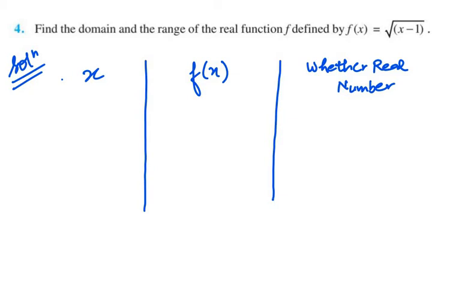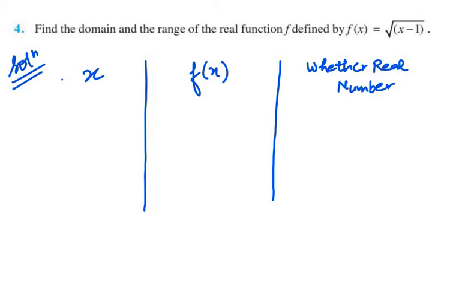Hello everyone, let's start with question number 4. It says find the domain and range of the real function f defined by f(x) equals under root x minus 1. So now we would be taking some positive values of x, and 0 as well, and some negative values, to find out whether f(x) is positive, negative or 0.